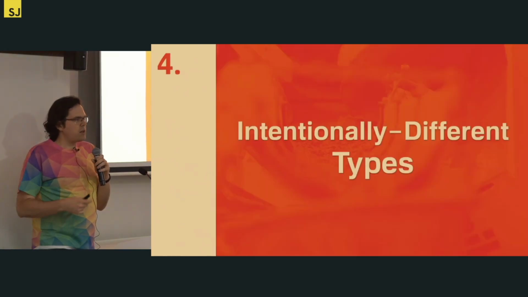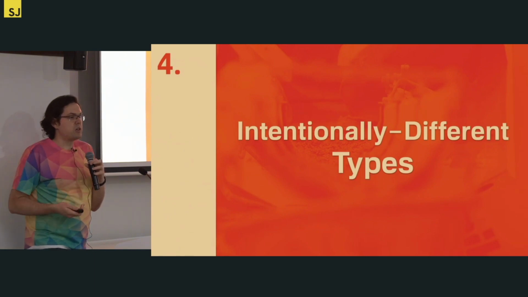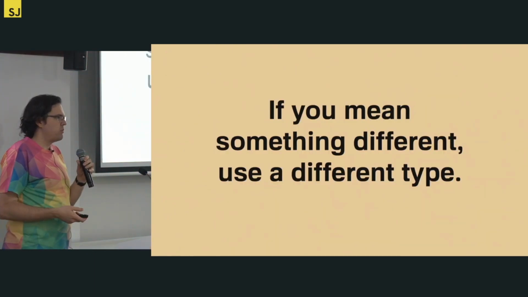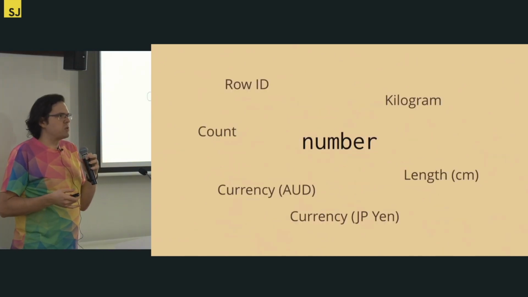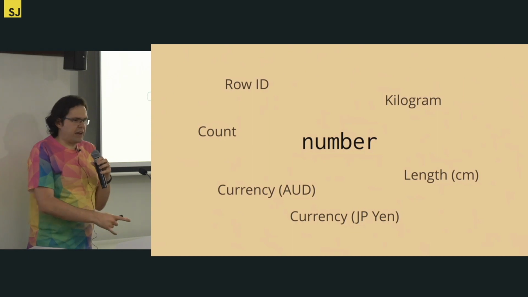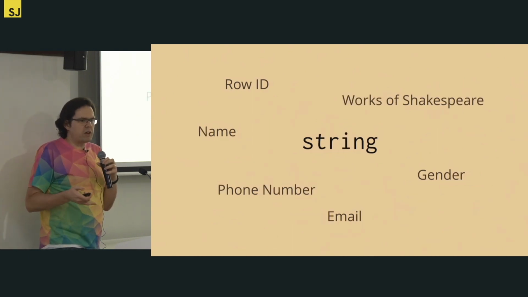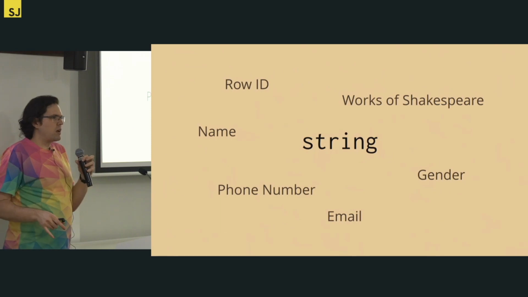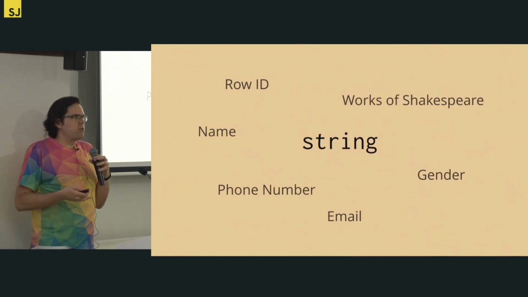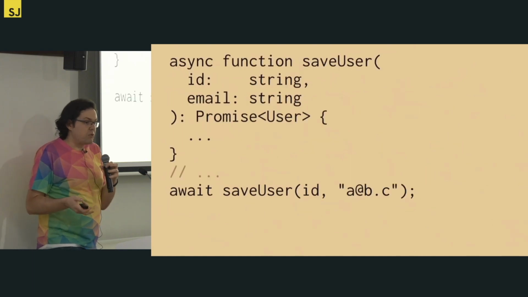One other thing you can do with TypeScript is making intentionally different types. If you mean something different, use a different type. The canonical example of this is numbers, which can be a row ID, an account, a currency like an AUD cost, or a kilogram. Strings work in a similar way. If you've got a string and a string, you're not differentiating either of them to TypeScript, and you really want to make it obvious to TypeScript that they're different in some way.